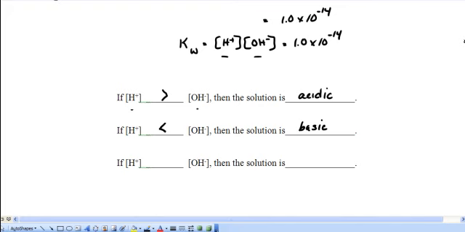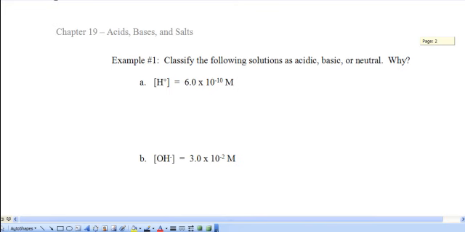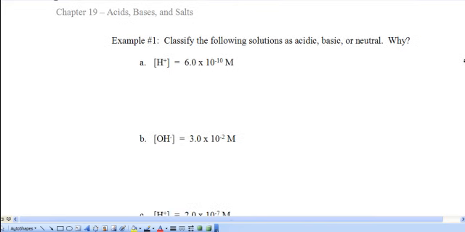But as we mentioned before, if those two quantities are equal, like they are typically in water, then the solution is considered neutral. So that is why water is neutral. It has both acidic ions and basic ions in the solution at the same time, or in the water at the same time. But because they're in the same quantities, we say that the solution is neutral. So let's go ahead and calculate on the next page and determine whether or not various solutions are acidic, basic, or neutral.